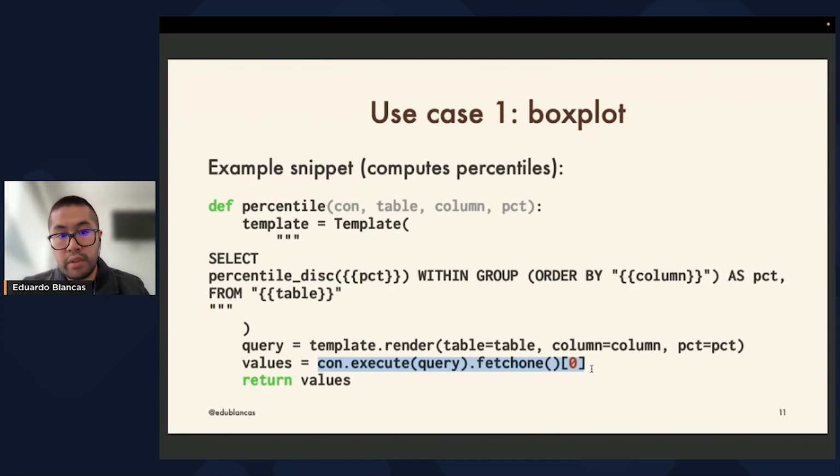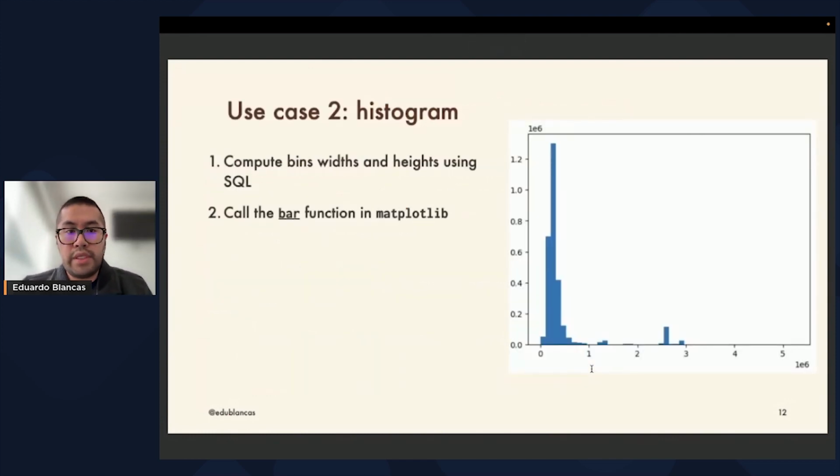You create some SQL, you run that SQL, you compute those statistics, and then you can use those statistics to create your plot. Now, let me show you the second use case, a histogram. Kind of the same idea, right? So let's say you have a huge vector of numbers, and we want to create a histogram. What do we need to create this histogram? We only need two things for each bin. We need the size of the bin and the height, right? That's all we need. Once we compute those pairs, then we can plot it. And we can use the bar function for that.